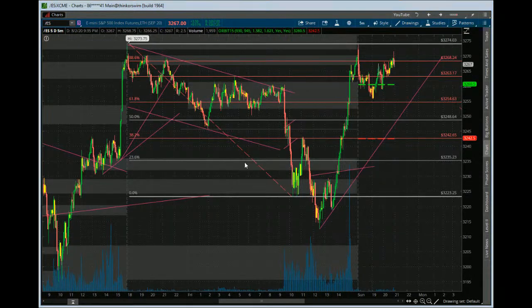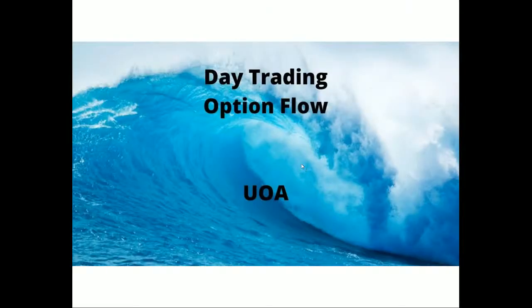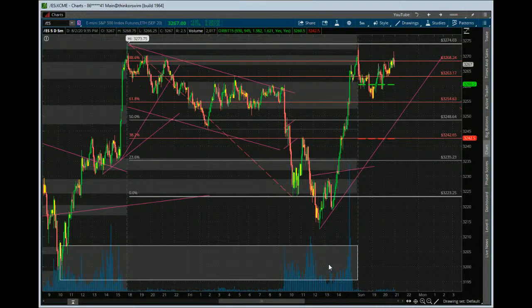Okay, good. So let's take a look at the topic here this week. This week we're going to be talking about day trading option flow, and today we're going to be looking at unusual option activity. Right. So there's a couple ways that this flow comes in, and what I want to do is show you just one that I like.